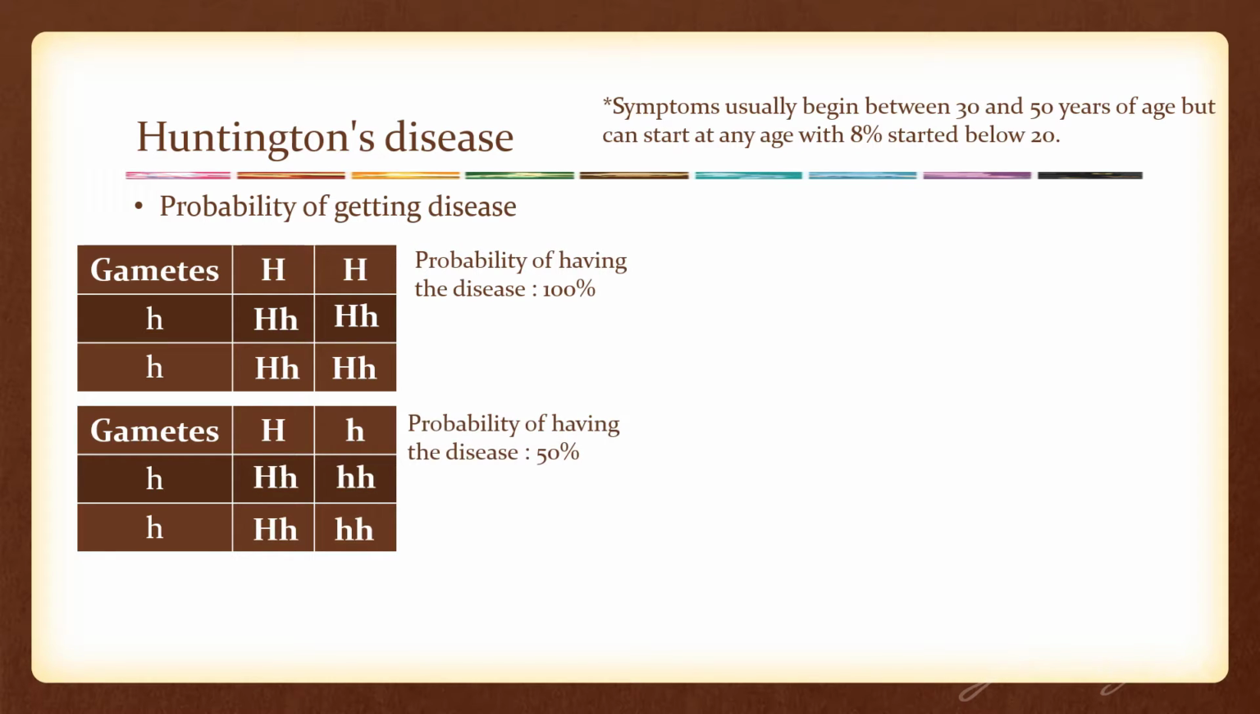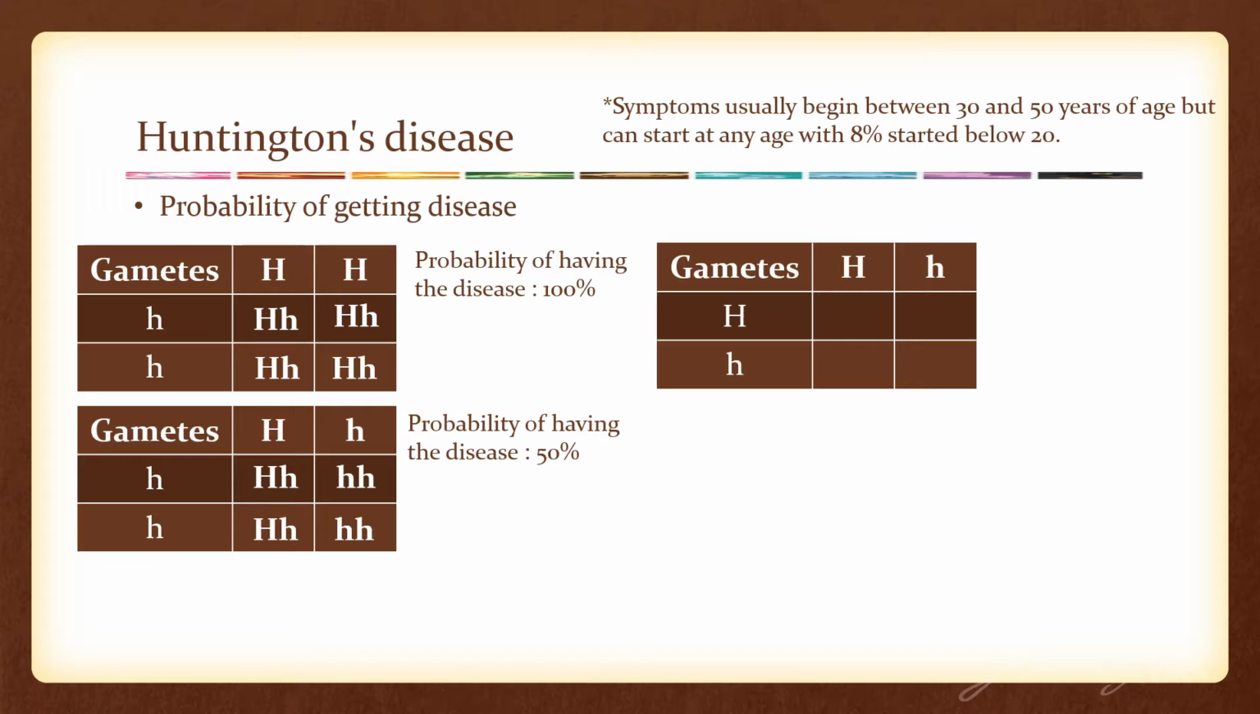And you should get 50%. And please carry on with the practice for the next example. Pause the video and do this Punnett square, whereby we have two heterozygous individuals. These two heterozygous parents will suffer from this Huntington disease. How about their kids?